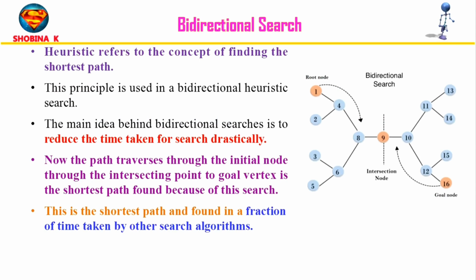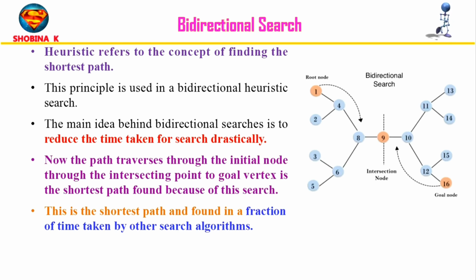Heuristic refers to the concept of finding the shortest path from the current node in a graph to the goal node. The search always takes the shortest path to the goal node, and this principle is used in the bidirectional heuristic search. The only difference is the two simultaneous searches, from the initial point and from the goal vertex. So the main idea behind the bidirectional search is to reduce the time taken for the search drastically. This is done when both searches happen simultaneously from the initial node and the goal node, intersecting somewhere in between the graph. The path that traverses from the initial node through the intersecting point to the goal vertex is the shortest path found because of this search. So this is the shortest path and is found in a fraction of the time taken by other search algorithms.